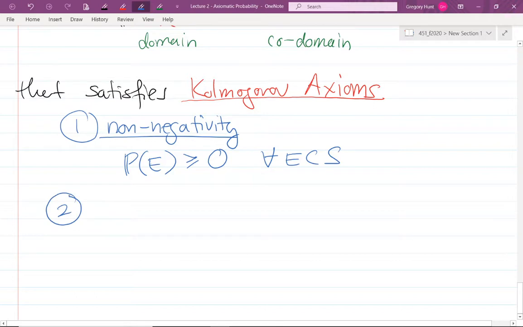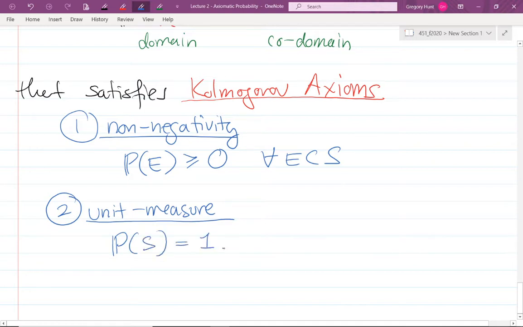The second of the 3 Kolmogorov axioms is unit measure. The unit measure axiom says that the probability of the sample space is 1. Let's back up. We said before the sample space is an event, a subset of itself. Therefore, we're defining a function P that can assign probabilities to events, so we should be able to assign a probability to the whole sample space. The sample space is basically the event that something happens. So the unit measure axiom says that the probability something happens is 1. That is, 100% of the time, something better happen.